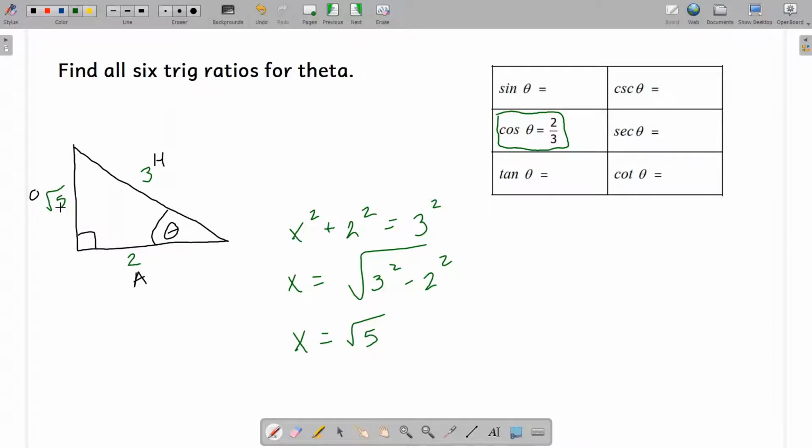So sine is opposite over hypotenuse, so radical 5 over 3. Tangent is opposite over adjacent, so radical 5 over 2. And then we have all of our reciprocal functions left. So cosecant is 3 over radical 5, but we have to rationalize, which is going to make that 3 radical 5 over 5. Secant is going to be 3 over 2. And cotangent is 2 over radical 5. Again, if we rationalize, this becomes 2 radical 5 over 5. And there we go.